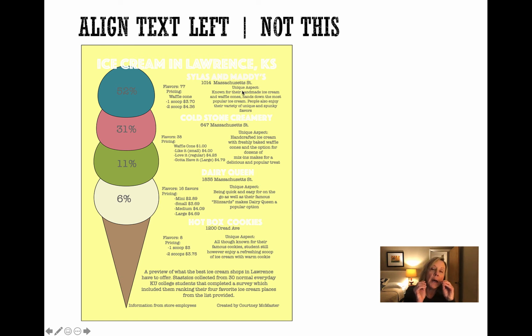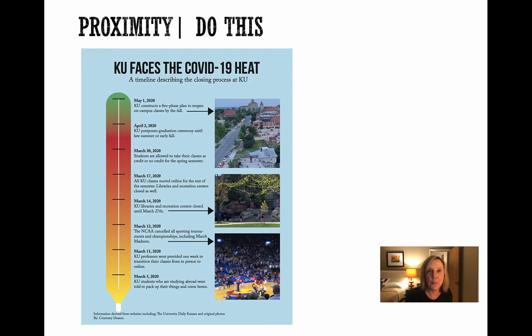So this is going to lead to my next point, which is proximity. Put things together that go together. And it's also going to lead to another point about color, which is make sure that you put dark text on light backgrounds and light text on dark backgrounds. So white text does not work on pale yellow. Proximity.